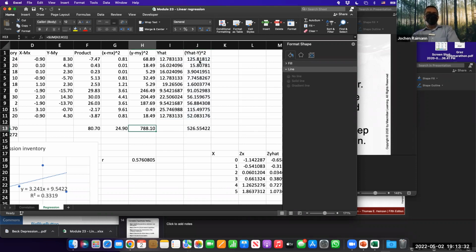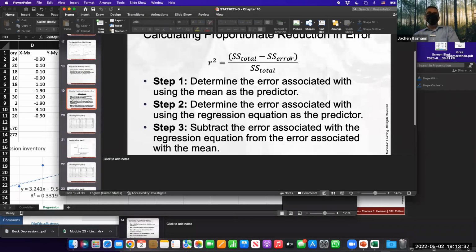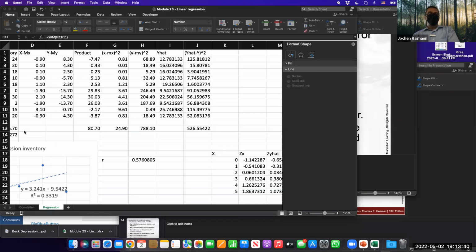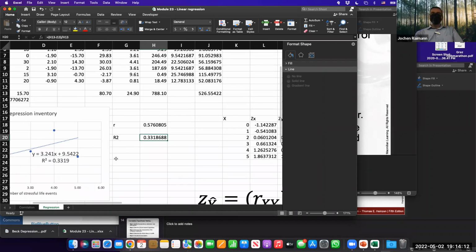So you have now sum of squares total minus your sum of squares error, which is the error of your prediction, divided by sum of squares total. So your R squared is now this: 788 minus your 526, the error of your prediction, divided by your total sum of squares. And this comes to your 0.33, which is consistent with that R squared that you have determined with your fit line.